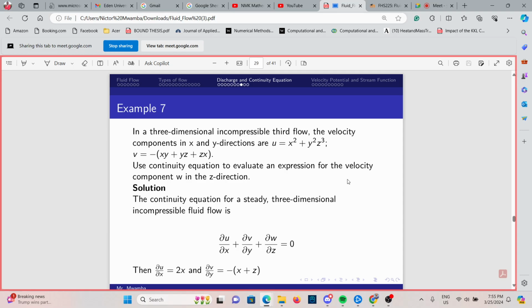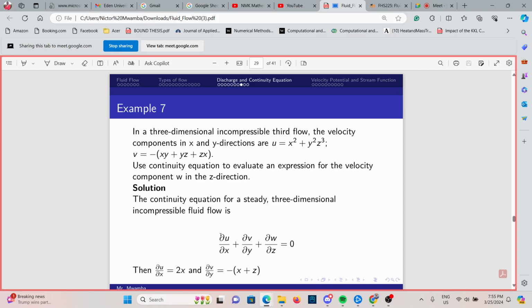We've been given the velocity components u and v, and this is a three-dimensional incompressible flow. So find the other velocity component. So how do you do that? You write the solution. You write the formula for the continuity equation. It is given by the partial derivative of the velocity component along the x direction plus the partial derivative of the velocity component along the y plus the partial derivative of the velocity component along the z, then equate them to 0, because the continuity equation is equal to 0.